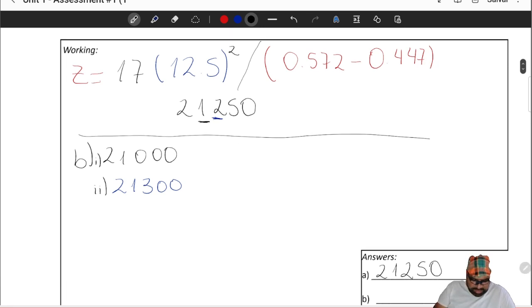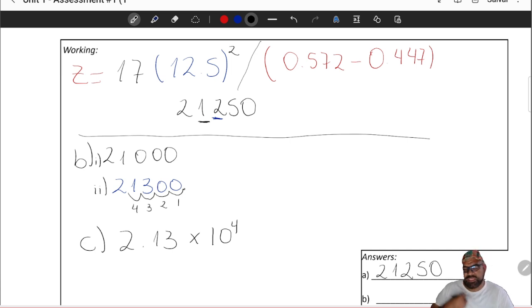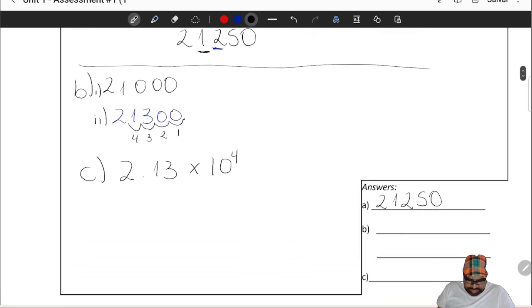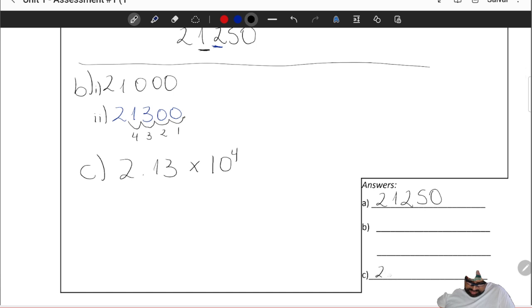The second answer in scientific notation. Then C here will be 2.13 times 10. How many decimal places do we move here? It is 4. 1, 2, 3, 4. Great. As you remember, 1, 2, 3, 4. If I move a decimal point to the right, it is a positive power. 2.13 times 10 to the 4th. And just plug in the answers here, and should be fine. 21,000 and 21,300. Question 1 done.